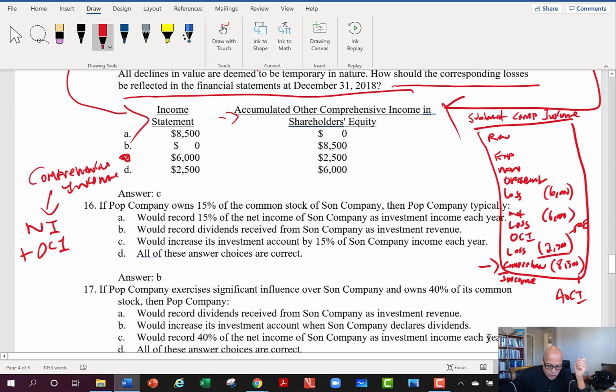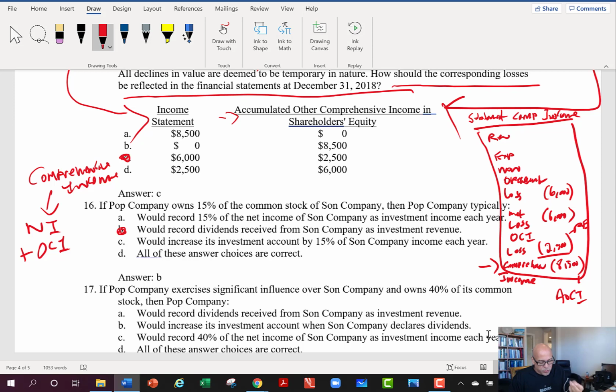Okay, good. Now you come over and we take a look at number 16. If Pop Company owns 15% of the common stock of Sun Company, the Pop Company typically would do what? Well, under the fair value method, which we would be using because we haven't crossed that 20% threshold yet, right? 20% or more, we're going to use the equity method. They would record dividends received from Sun Company as investment revenue. That is the source of your dividend income.